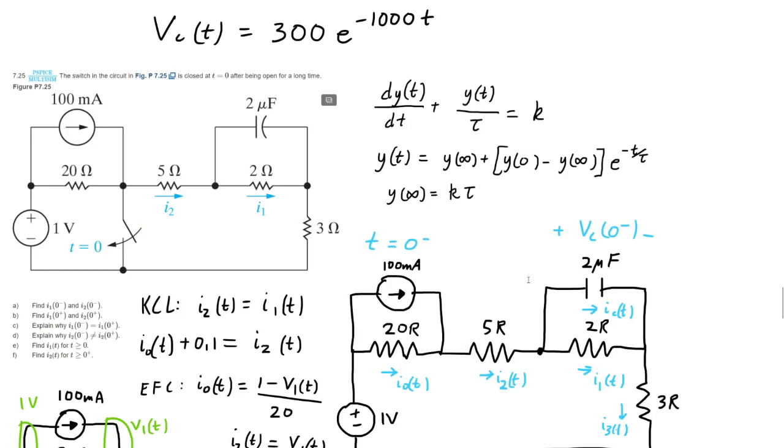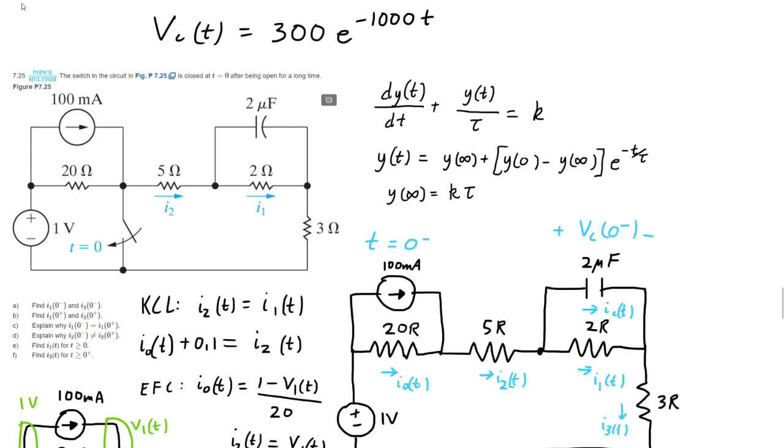Okay, this one is a little bit tricky compared to the last one. So the first thing we want to do is find out what I1 0 minus and I2 0 minus are, and then find them at 0 plus. Now what that means is the instant before the switch is closed and the instant after the switch is closed. So once we do that, we're going to find out the current over time, basically, for these currents in the circuit.